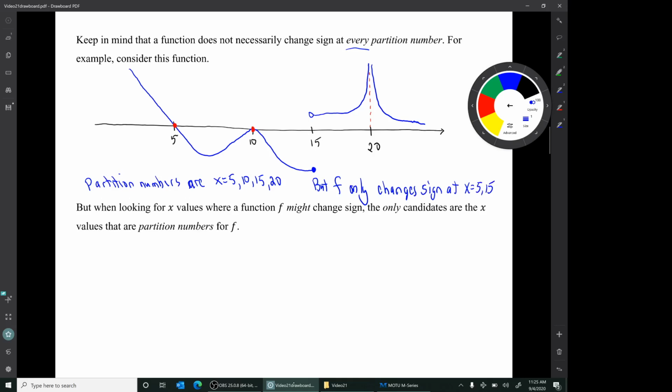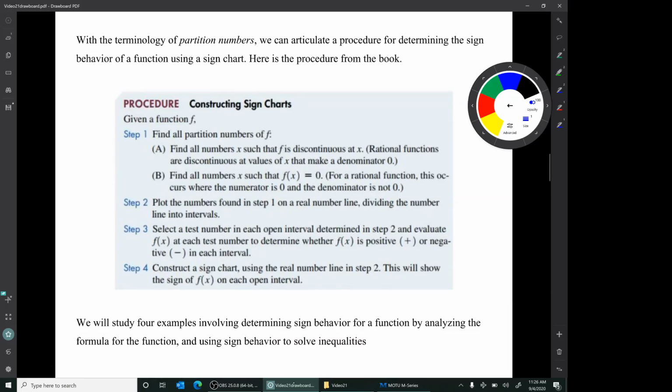So again, a function does not necessarily change sign at every partition number. But if you're looking for the x values where a function might change sign, the only candidates are the x values that are partition numbers for f. So with this terminology of partition numbers, we can articulate a procedure for determining the sign behavior of a function using what's called a sign chart.